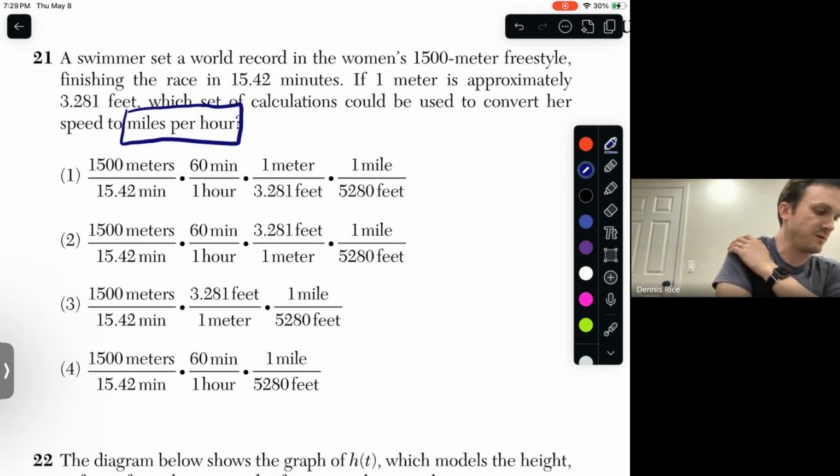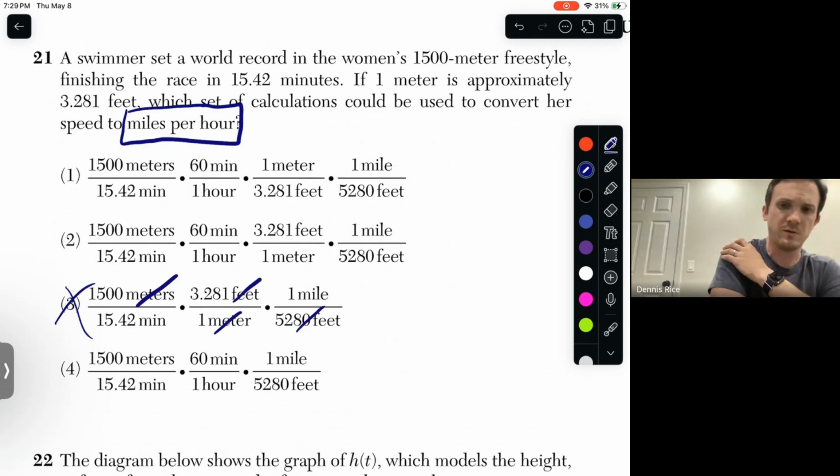Let's look at choice 3. Meters, meters, feet, feet. And you're left with miles, but per minute. We don't want miles per minute. So that one's pretty close. Let's see. People are saying 2.